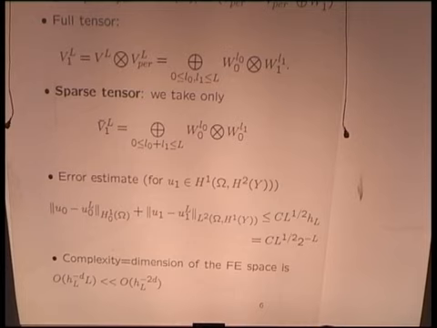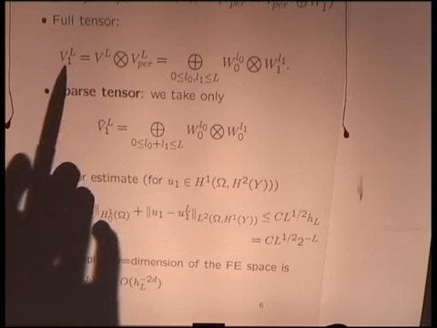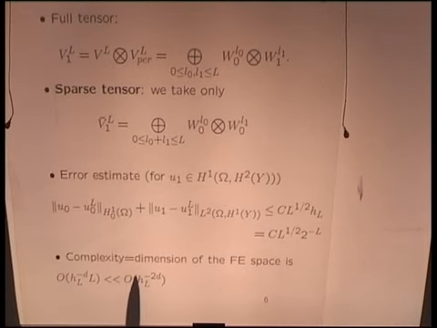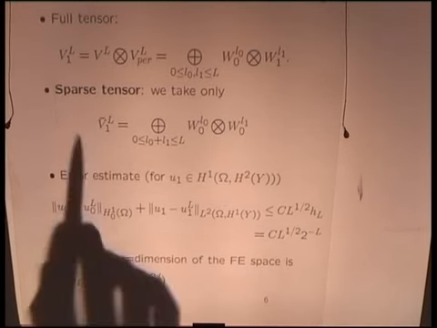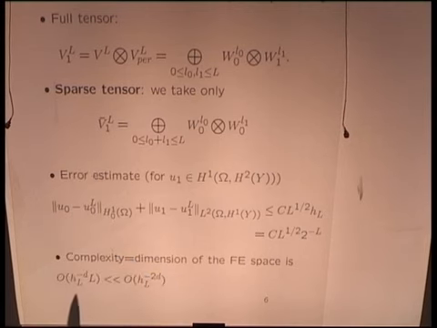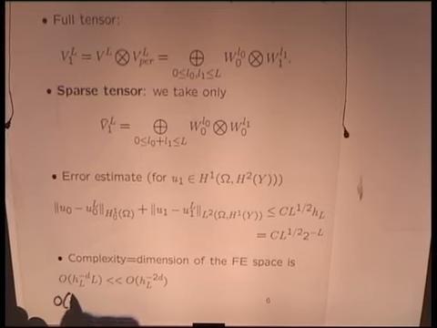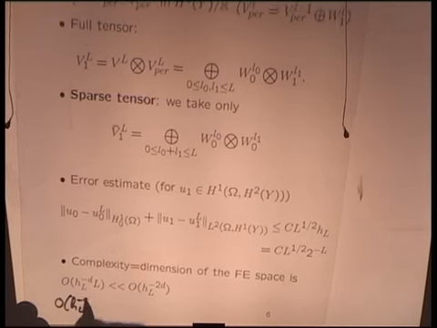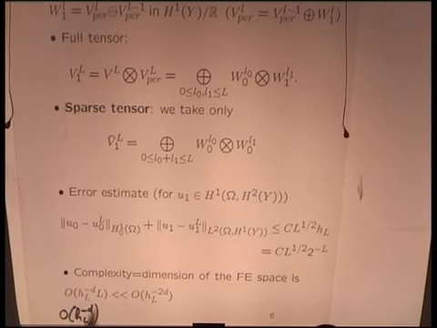But this V1L bar is just a subset of V1L, and we can show that the dimension of this V1L bar is just big O of HL to the minus D times L, which is much less than what we have for V1L, which is big O of HL to the minus 2DL. And I think that when we solve a PDE in RD, what we have is big O of HL to the minus D. So here it is just a few times more.